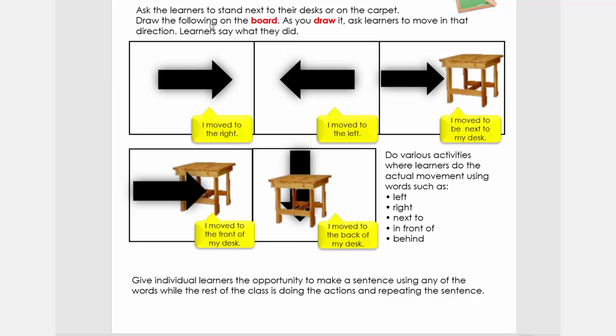So we're going to ask the learners to stand next to their desks or on the carpet. You're going to draw an arrow on the board, and you're going to ask the learners to move in that direction. So if you draw an arrow to the right, you need to move in that direction. Always add a step to it as well. So I want you all to move one step to the right. I want you to move one step to the left. I want you to move to be next to my desk.